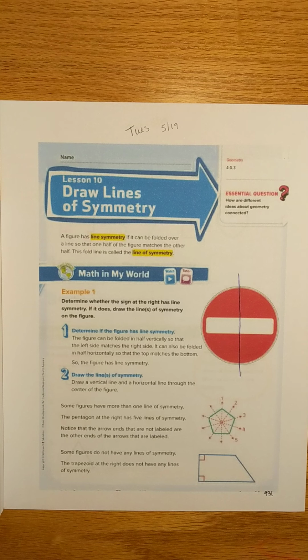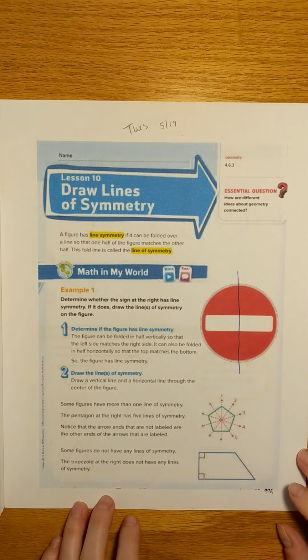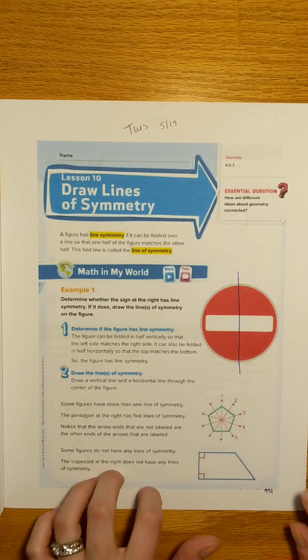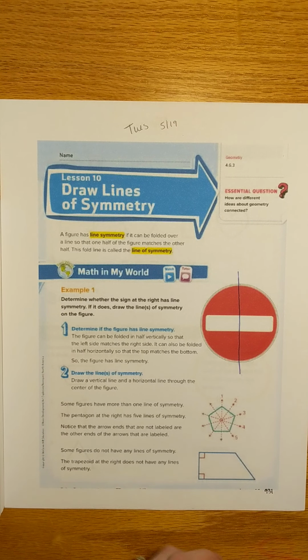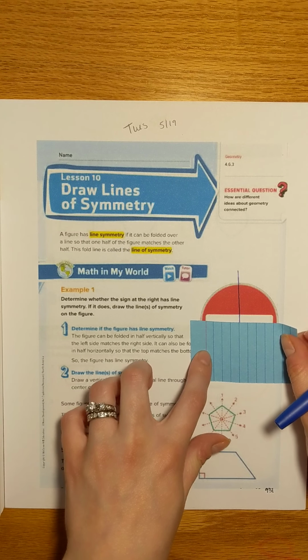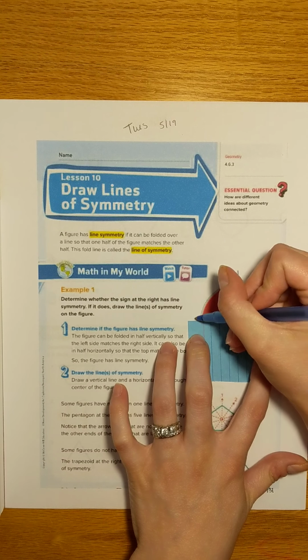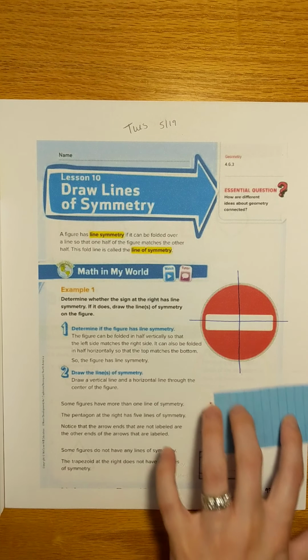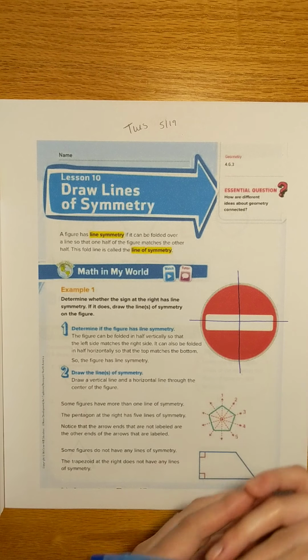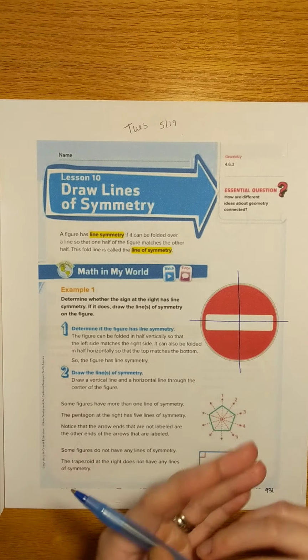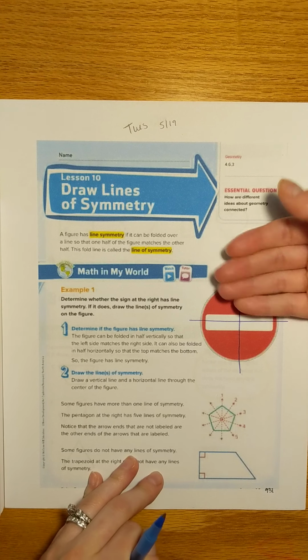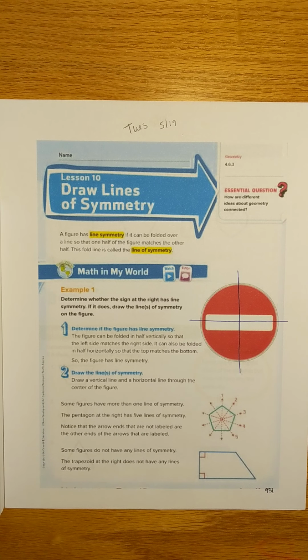Now it says draw the lines of symmetry. Draw a vertical line, which I already did, and draw a horizontal line through the center of the figure. So not only does this figure have one line of symmetry, I'm going to use a piece of paper this time so I have a straight line. It also has two lines of symmetry. So that means if I were to fold it now the other way, so if I were to take this bottom and fold it up over the top, both the top and the bottom would match, right? So that means that's another line of symmetry.